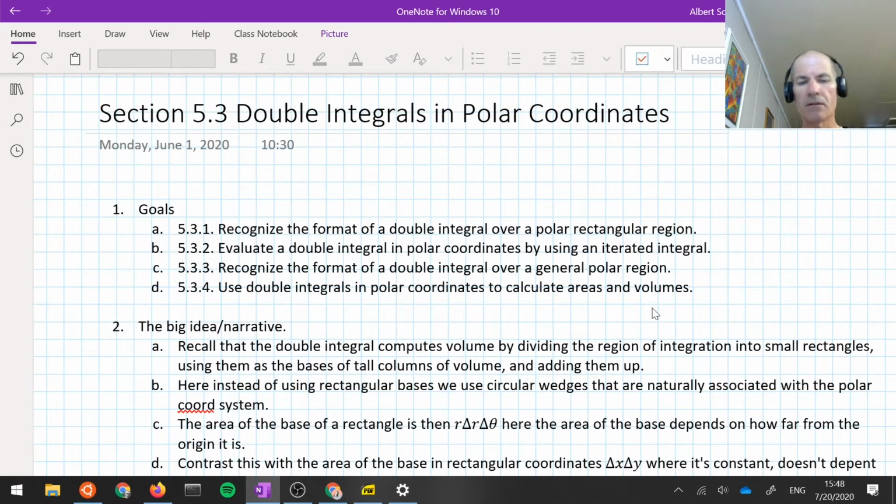So the goals here, all the goals at the top, I want you to pay attention to. Understand the format of double integrals over polar regions, be able to execute polar integrals, and also use double integrals to calculate areas and volumes. All of those things that we learned about for rectangular coordinates, we want to be able to do using polar coordinates.